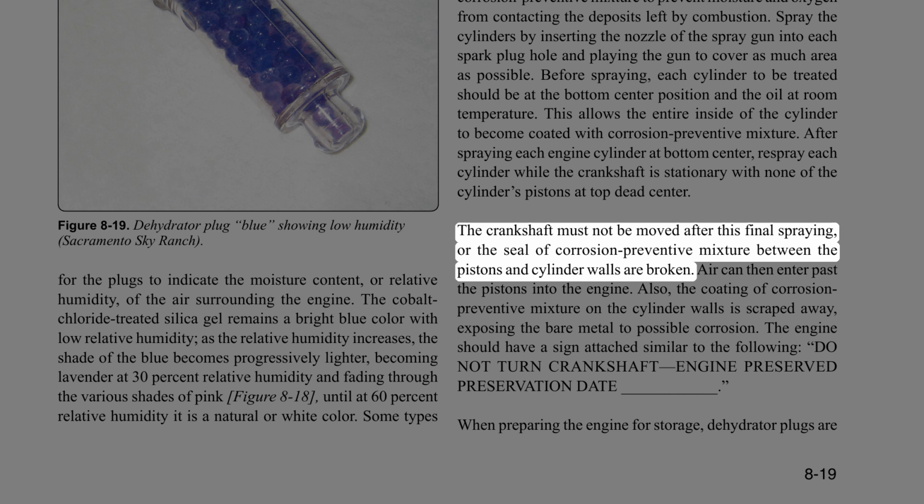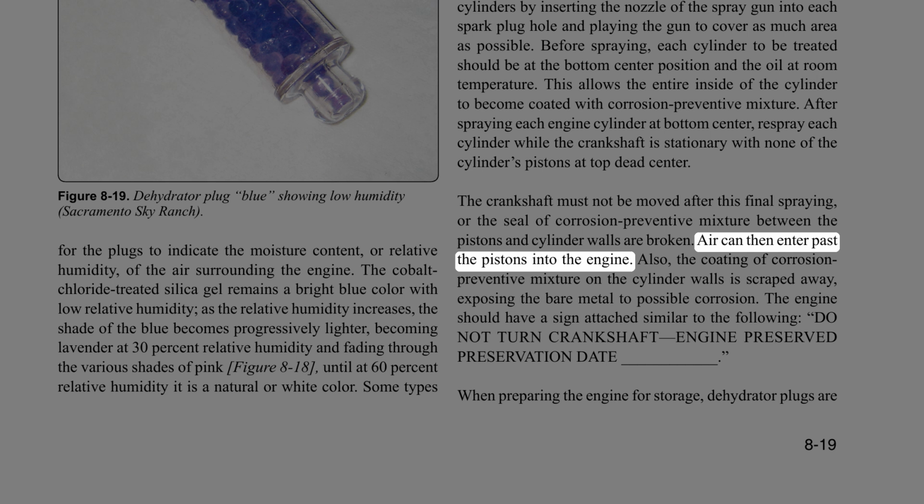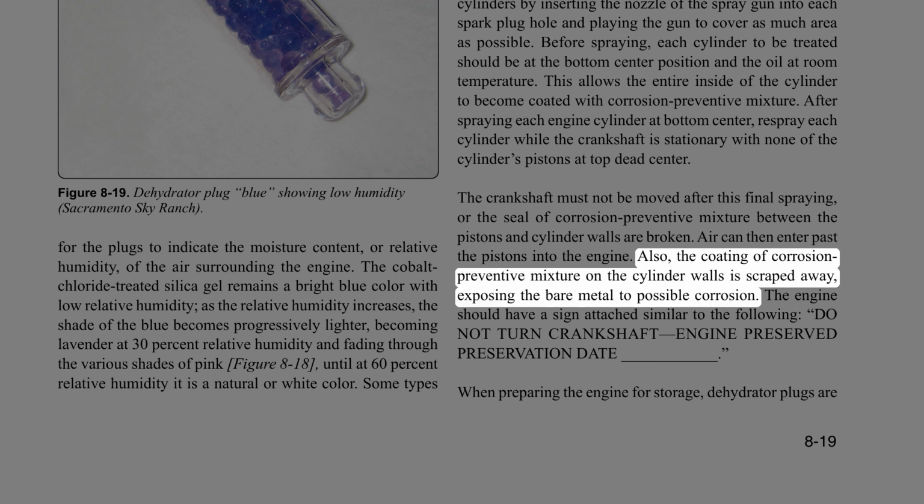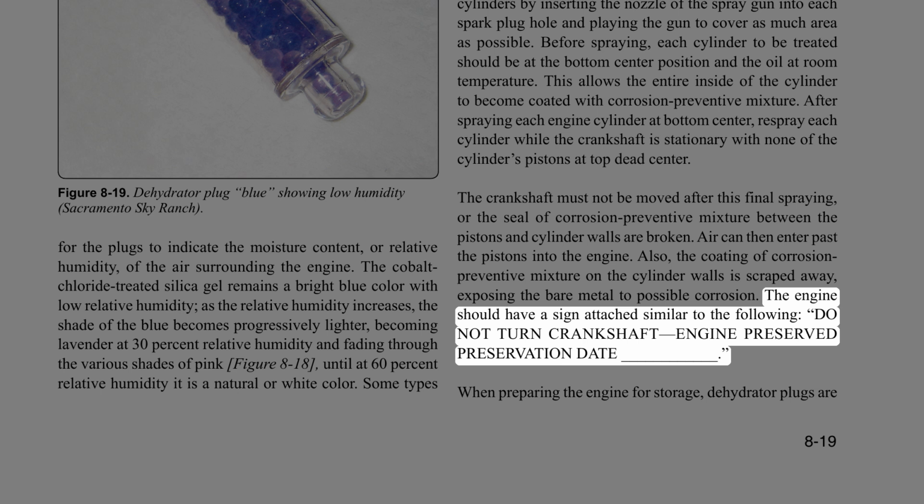The crankshaft must not be moved after this final spraying, or the seal of corrosion-preventive mixture between the pistons and cylinder walls is broken. Air can then enter past the pistons into the engine. Also, the coating of corrosion-preventive mixture on the cylinder walls is scraped away, exposing the bare metal to possible corrosion. The engine should have a sign attached similar to the following: "Do not turn crankshaft, engine preserved, preservation date, blank."